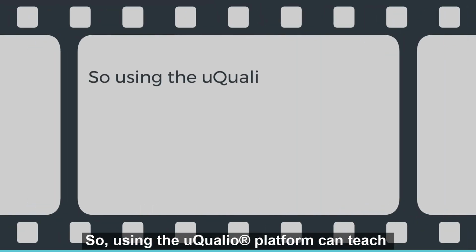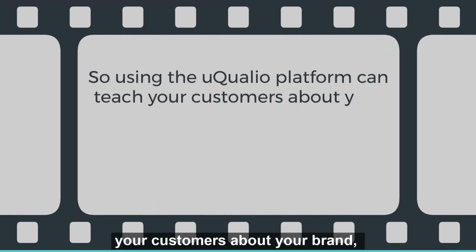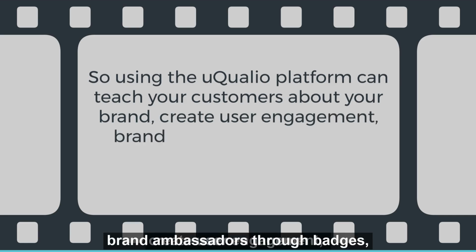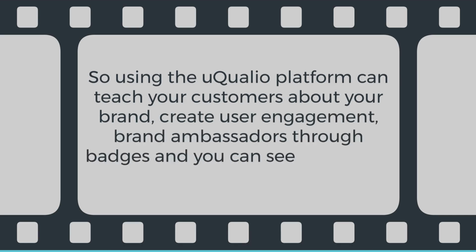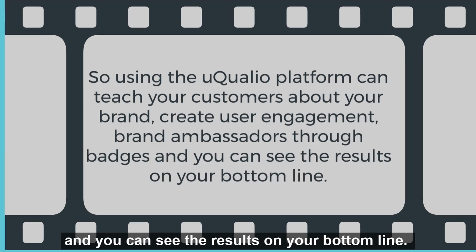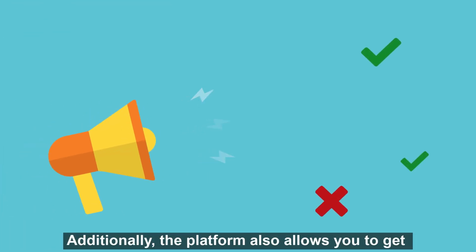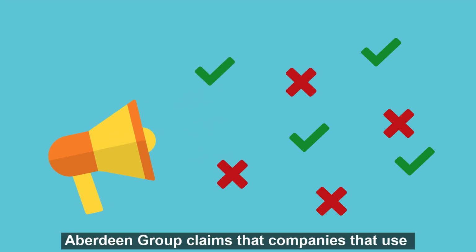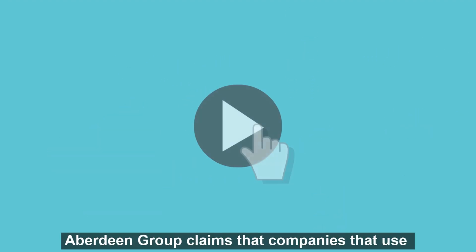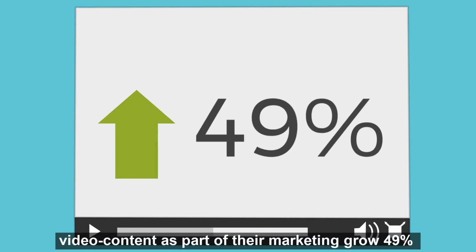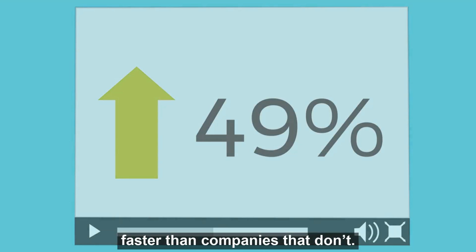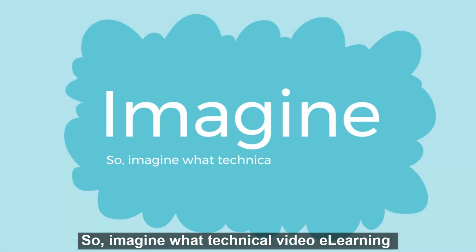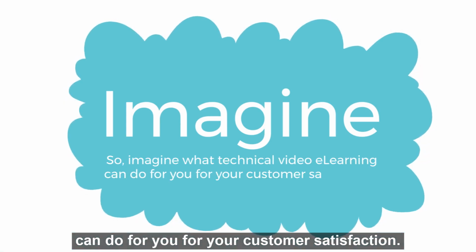So using the uQualio platform can teach your customers about your brand, create user engagement, brand ambassadors through badges, and you can see the result on your bottom line. Additionally, the platform also allows you to get feedback on your product, the support and training material. Aberdeen Group claims that companies that use video content as part of their marketing grows 49% faster than companies that don't. So imagine what technical video e-learning can do for your customer satisfaction.